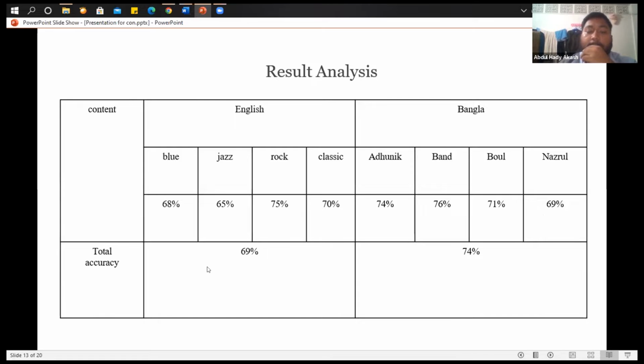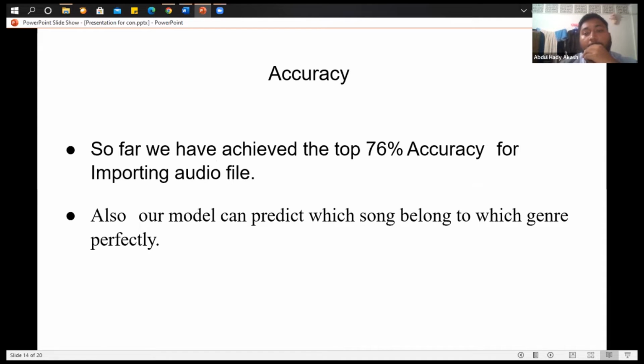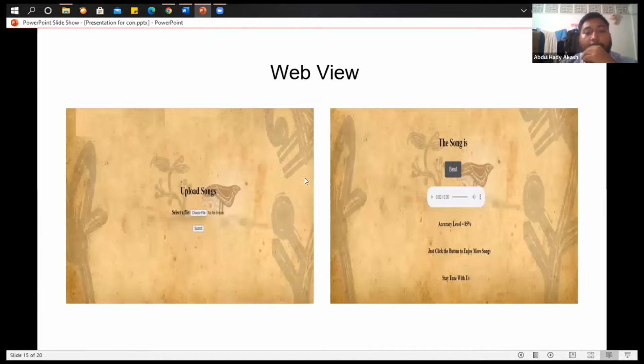In English, it gets an average of 69% accuracy, but in Bengali we get 74% accuracy. So we get 76% top accuracy, and our model can predict the song perfectly. So this is the web view of our project.